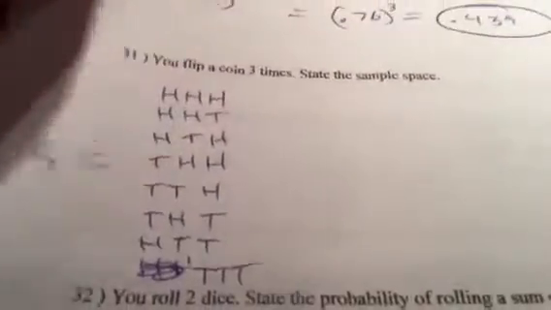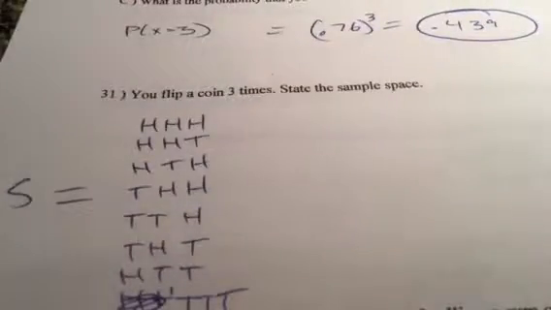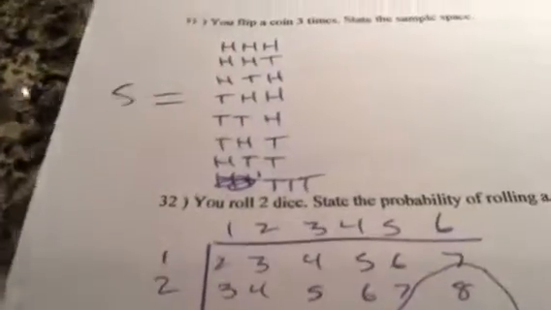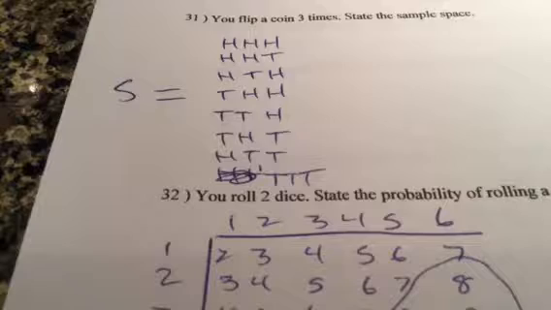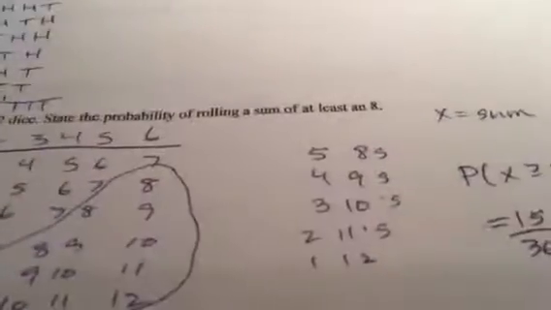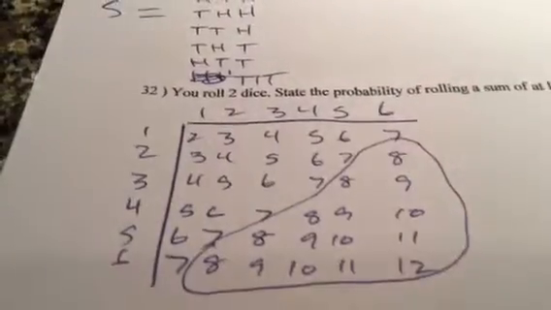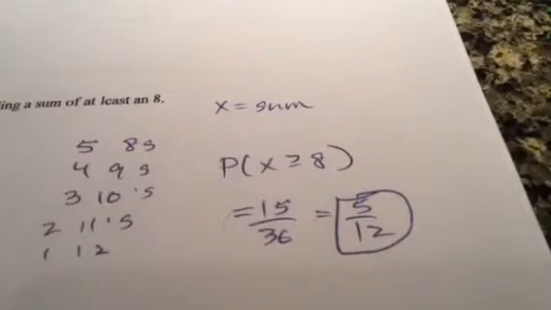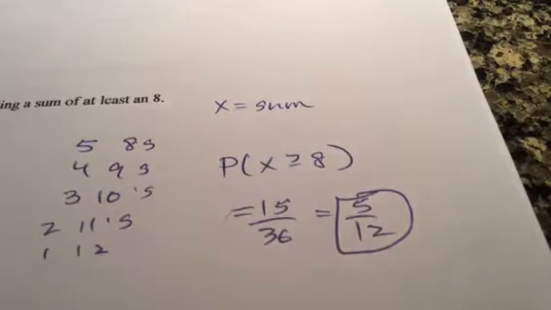Flip a coin 3 times. What's the sample space? 2 to the third is 8 different outcomes. Could have 3 heads. There's a few different options for 2 heads, a few different options for 2 tails, and 1 option for 3 tails. And lastly, you roll 2 dice. State the probability of rolling at least an 8. At least an 8. That's all of them right there. That is 15 of the 36, which is 5 over 12.